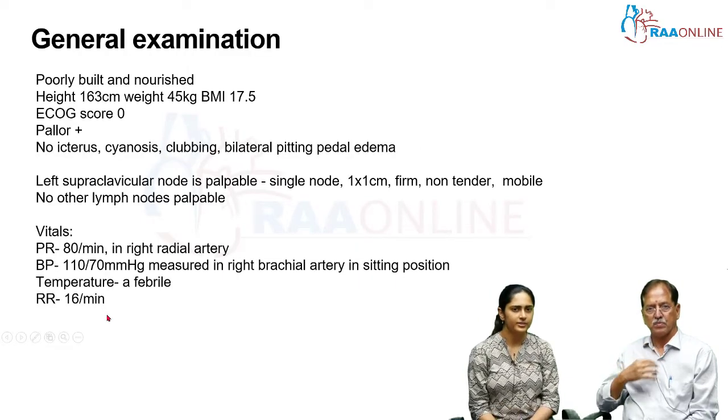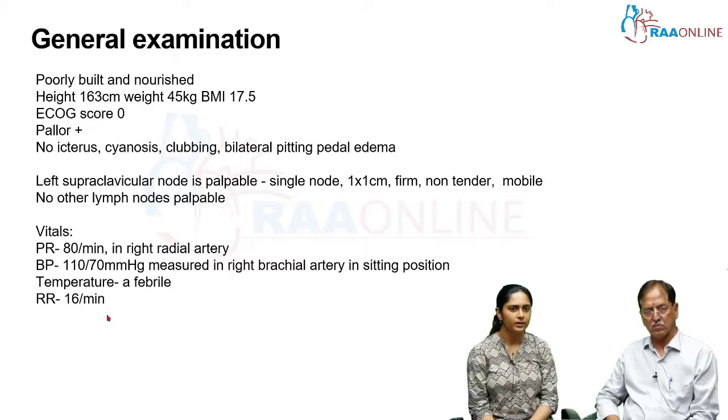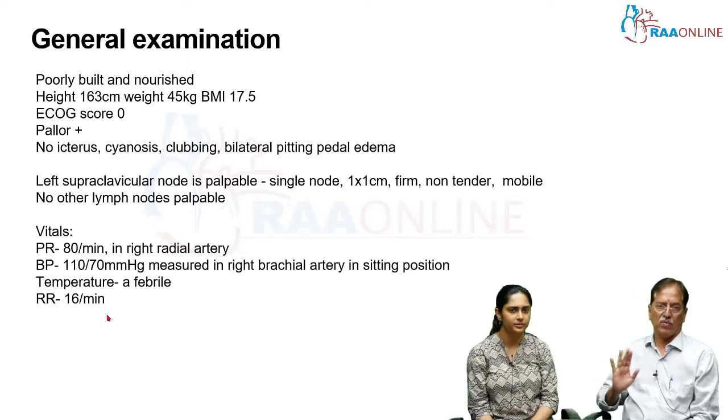So coming to the examination, sir, she is poorly built and nourished, height of 163 centimeters, weight of 45 kgs, BMI is 17.5 kg per meter square, ECOG score is 0. Pallor is present. There is no icterus, cyanosis, clubbing, or bilateral pedal edema. Okay, fine. What does pallor indicate in this patient?